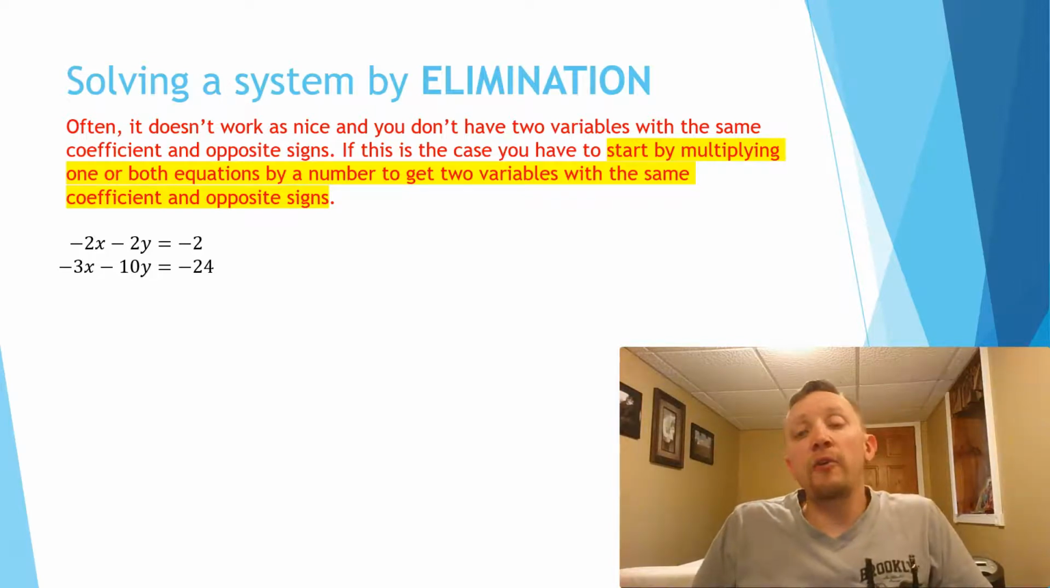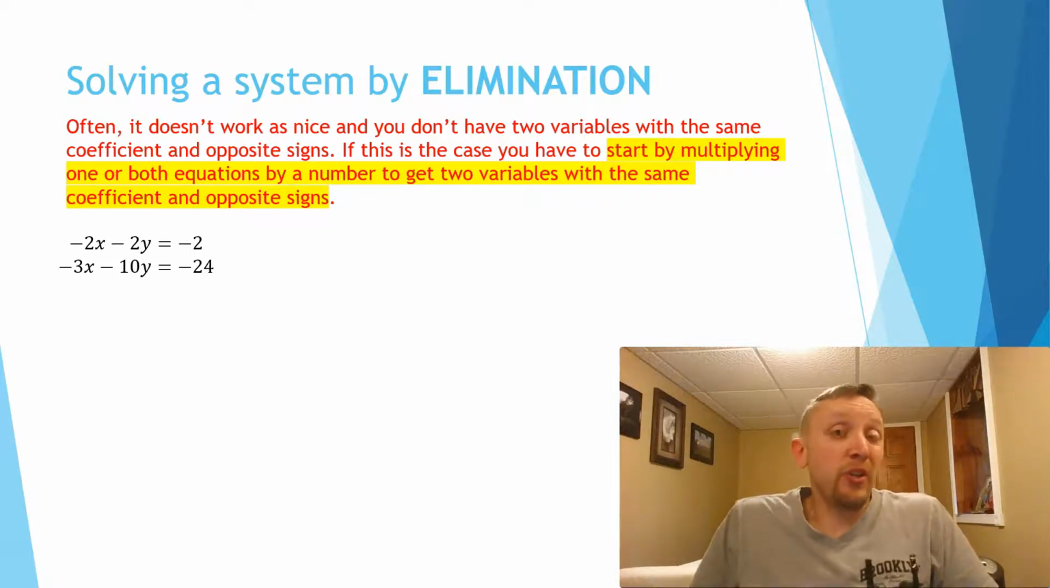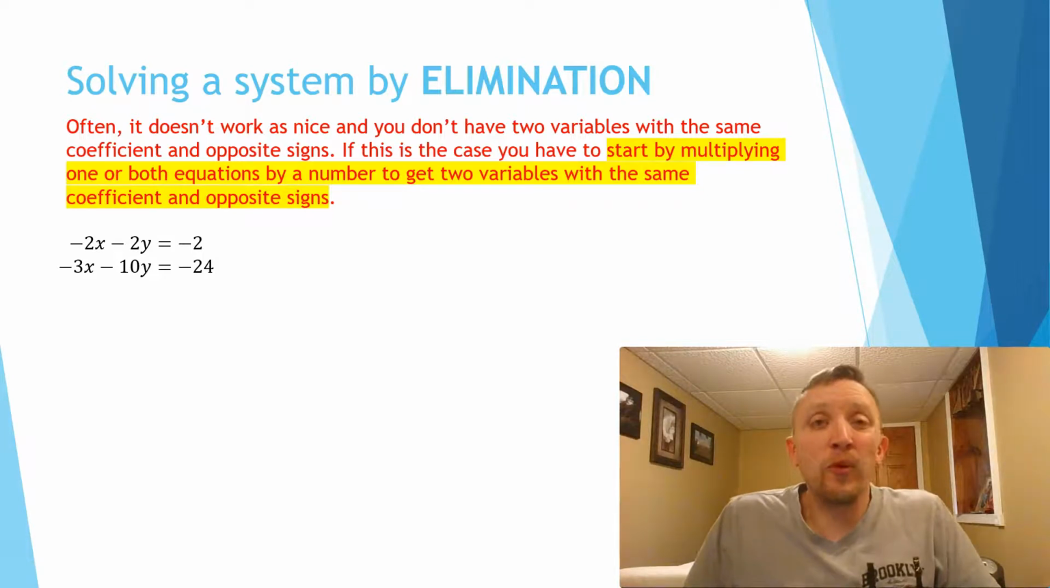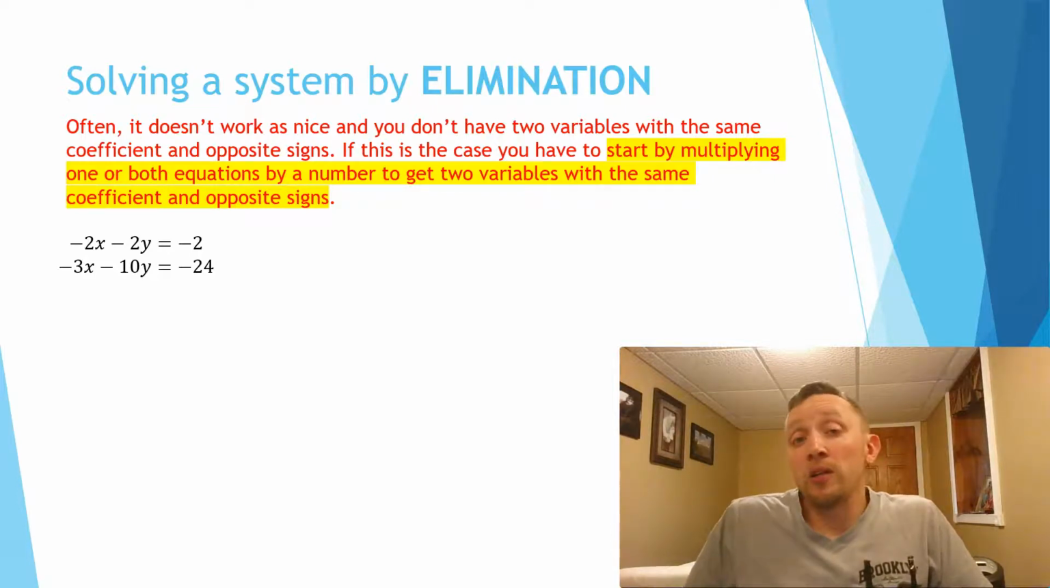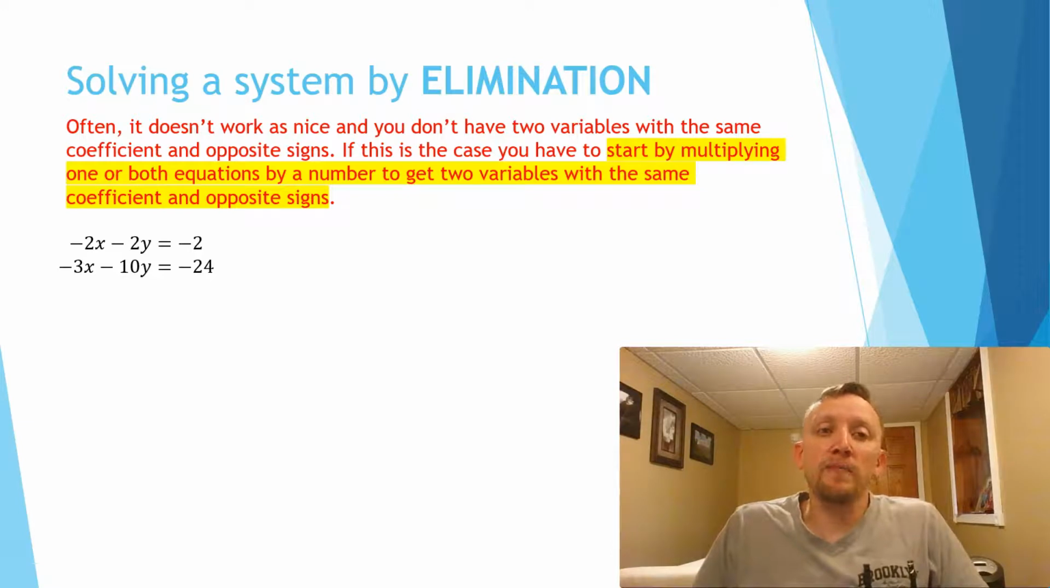So let's look at what we have here. We have negative 2x minus 2y equals negative 2, and we have negative 3x minus 10y equals negative 24. Now, if you wanted to get rid of the x's, we could. We'd have to multiply both equations by a number, though, because there's nothing I could... By the way, you want to avoid using decimals here. So there's no integer I could multiply negative 2 by to get a positive 3. I could multiply by 3, I suppose, and multiply the second equation by negative 2, so we'd have negative 6 and a positive 6. But let's look at, maybe it would be easier to get rid of the y's here.